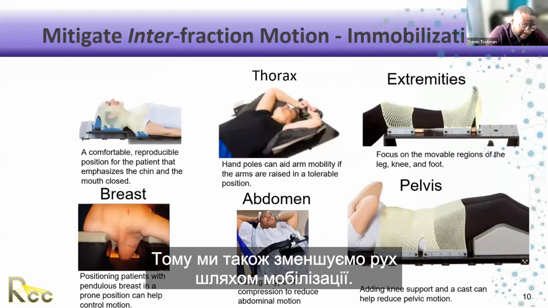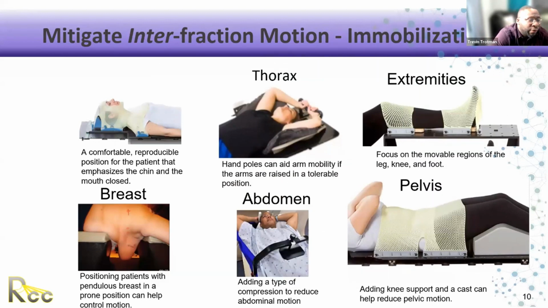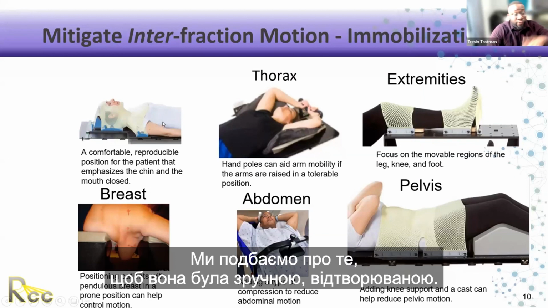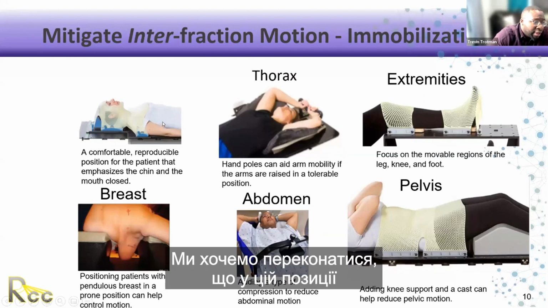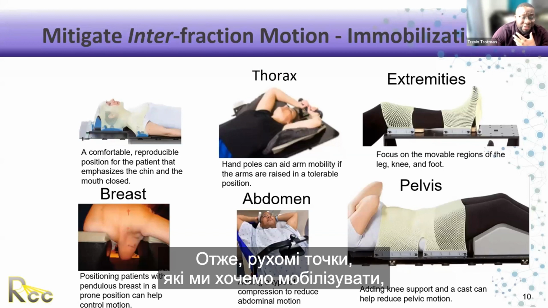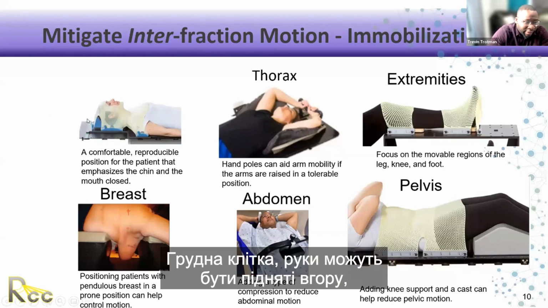So we also mitigate this by immobilization, very important. How we immobilize the patient from simulation. So the first slide here, you can see it's the 5-point mask. We want to make sure it's comfortable, reproducible. We want to ensure the patient is in that position that emphasizes the chin and the mouth being closed, because those things can move. So the movable points we want to immobilize. That's the takeaway from here.